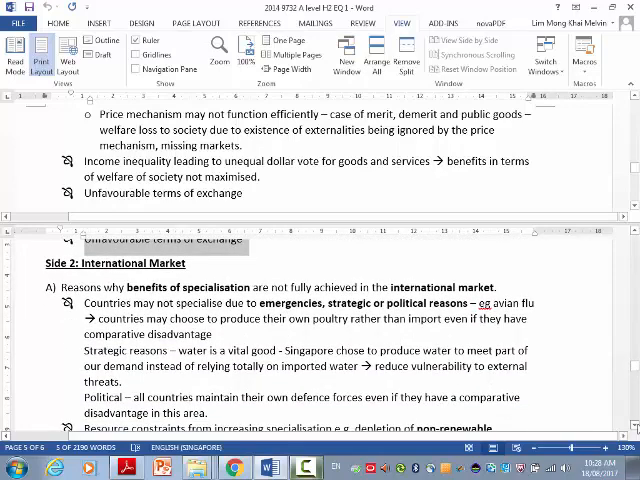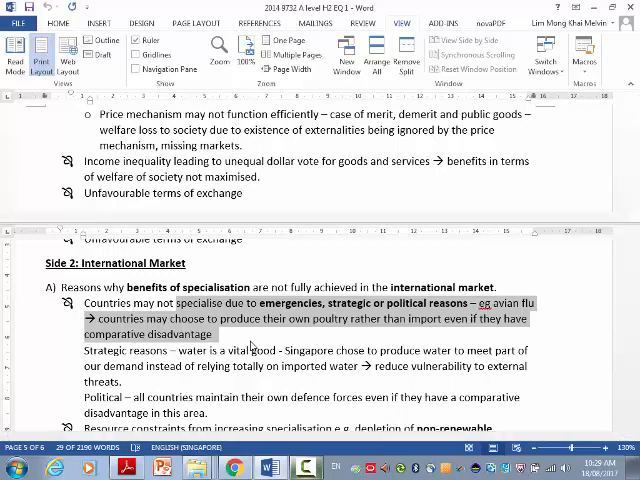Reasons why benefits of specialization are not fully achieved in the international market. It could arise because there could be emergency, strategic or political reasons. For example, countries may choose to produce their own poultry rather than import, even if they have comparative disadvantage, for safety reasons, avian flu, your bird flu. You don't want to depend on buying chicken that is imported from Hong Kong or China, right? Because these are the countries that have avian flu or bird flu. So even if you have comparative disadvantage, you still produce on your own.